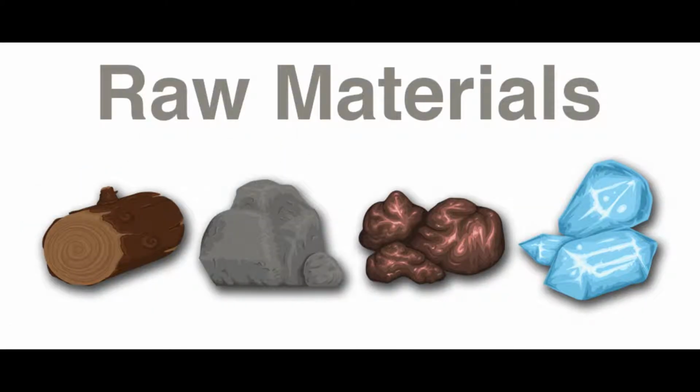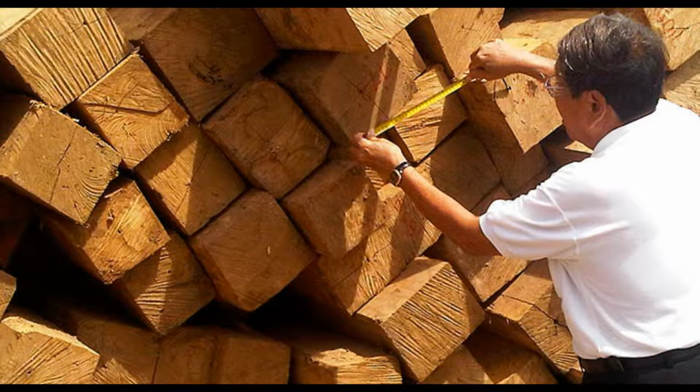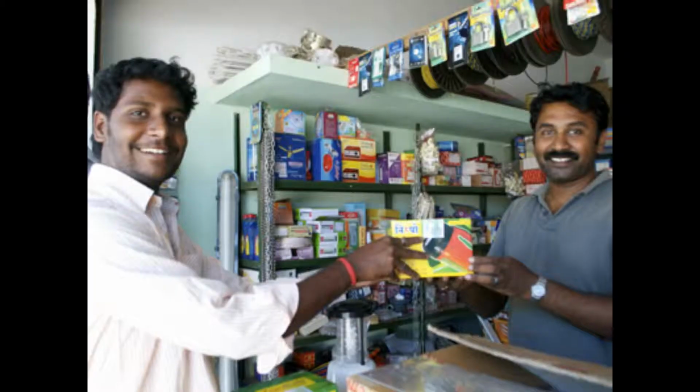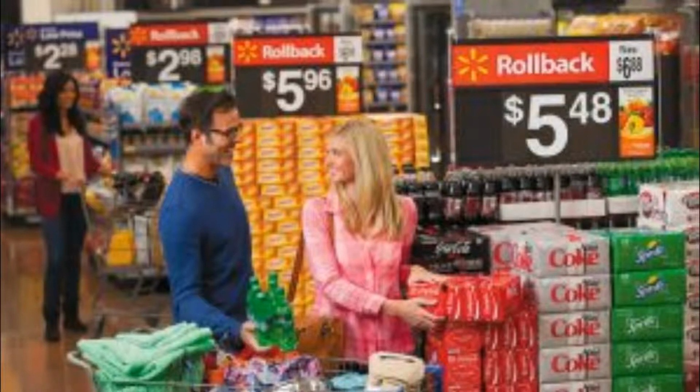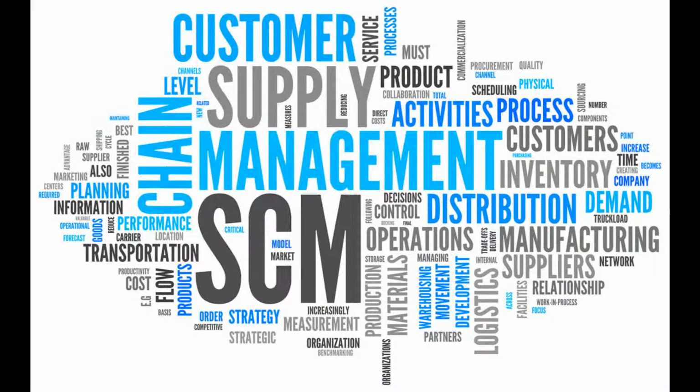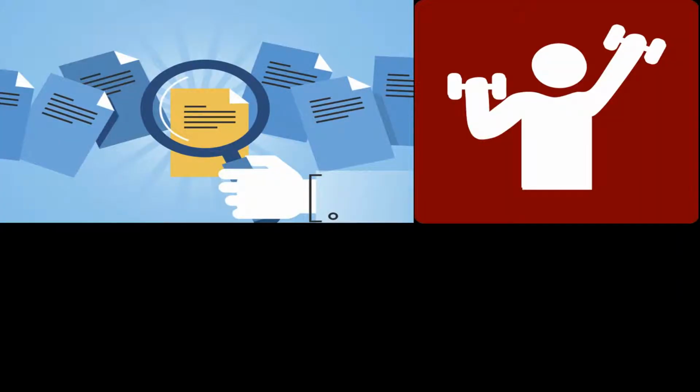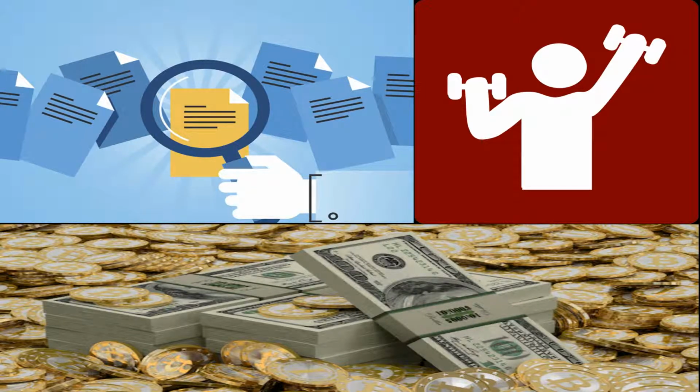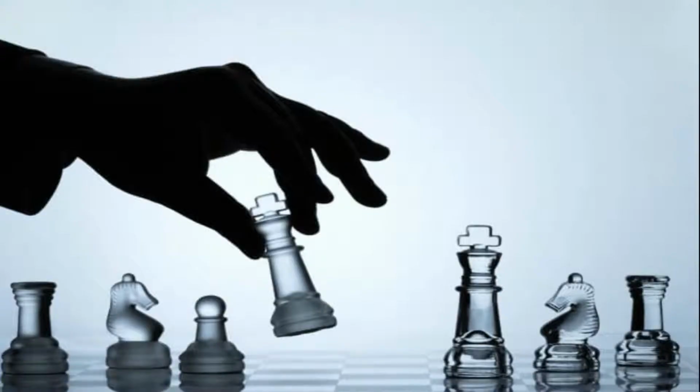Raw materials, producer, distributors, retailer, and customer. So there are three types of supply chain. The information, the physical, and lastly, the cash. The strategies of supply chain. There are three types of strategies.